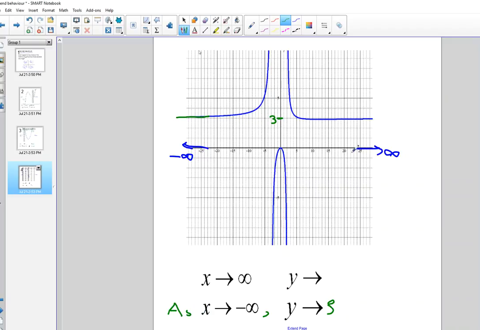And on the other side, as x approaches positive infinity, it's below 3 here, but it's creeping back up there, so it's also approaching 3 on this side. So as x approaches positive infinity, y is approaching 3. And that's how we can define the end behavior of a function.